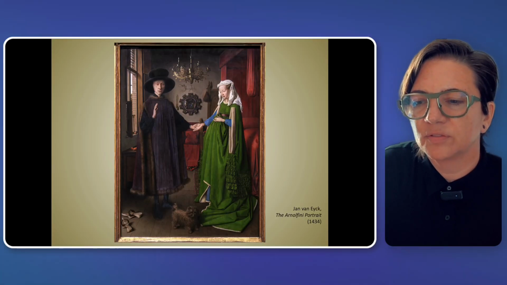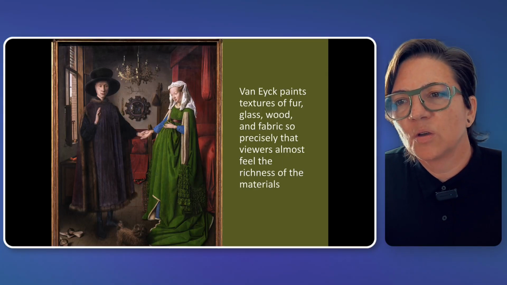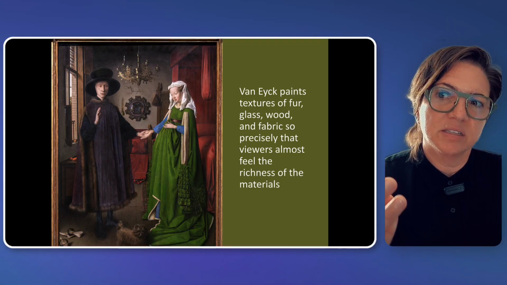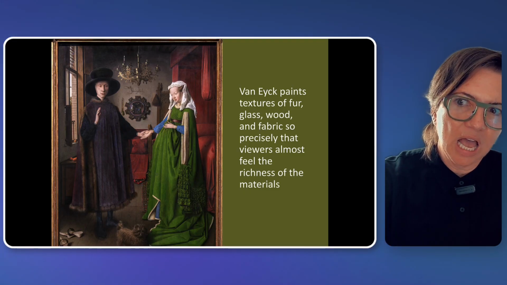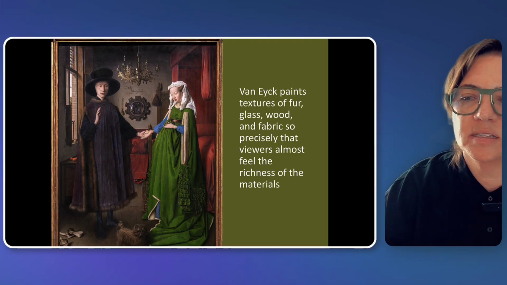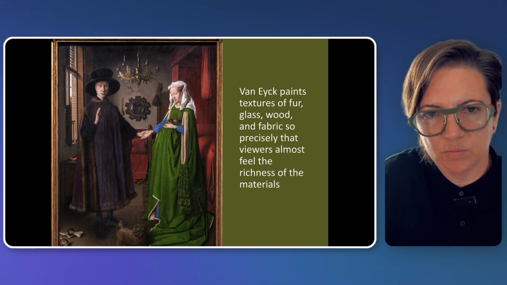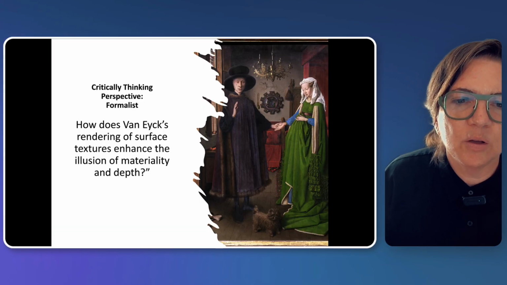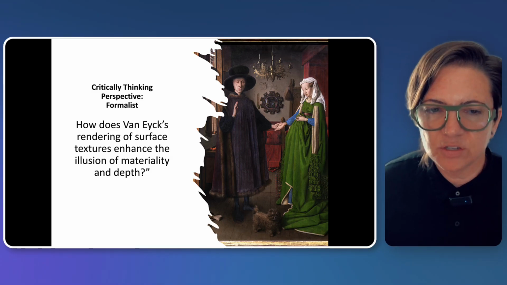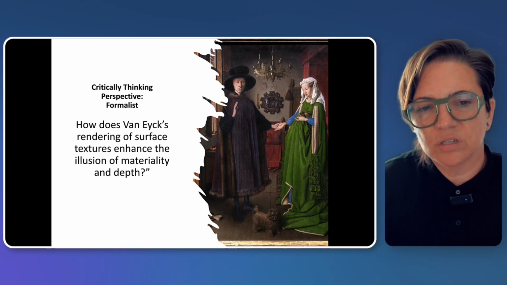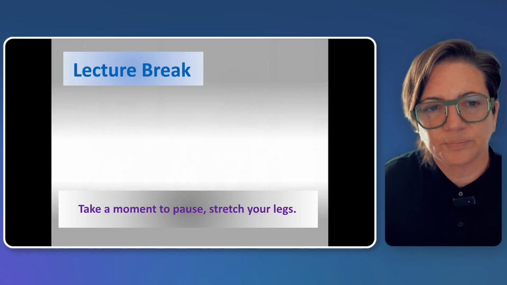So here we have this portrait. This portrait provides the texture of the fur, the glass, the wood, and the fabric, so that we can feel the richness of the material. So how does the rendering of the surface texture enhance the illusion of materiality and depth?